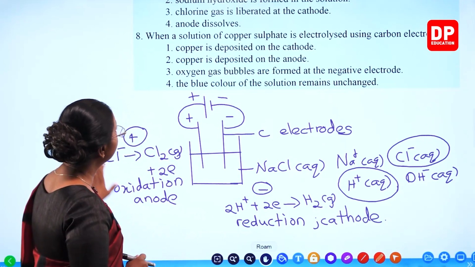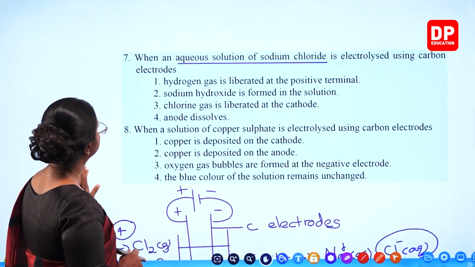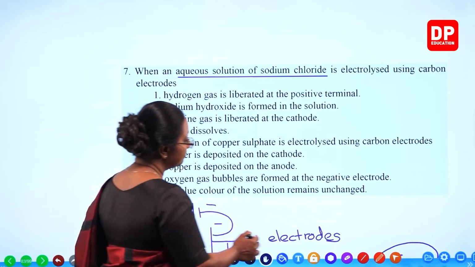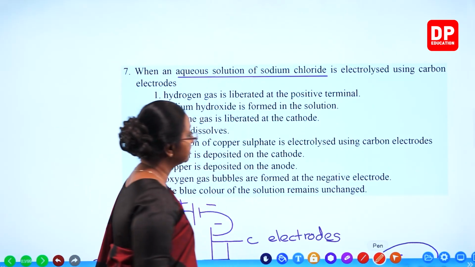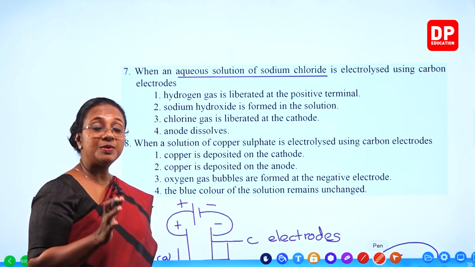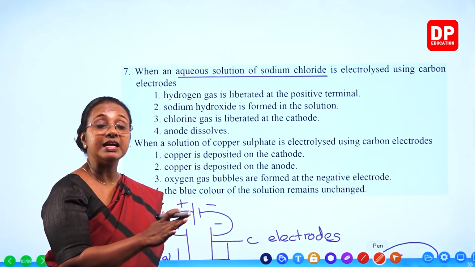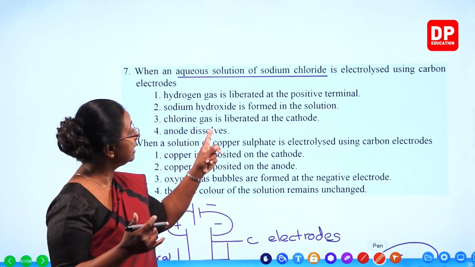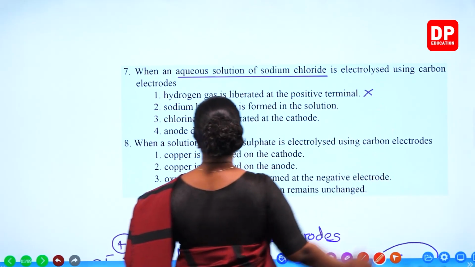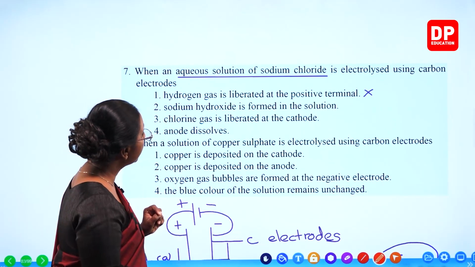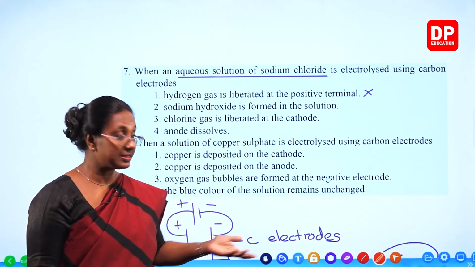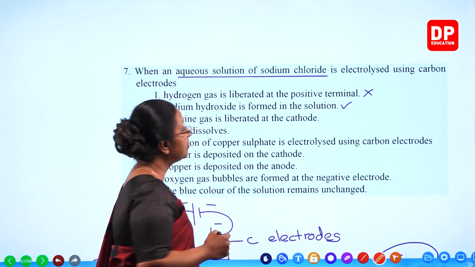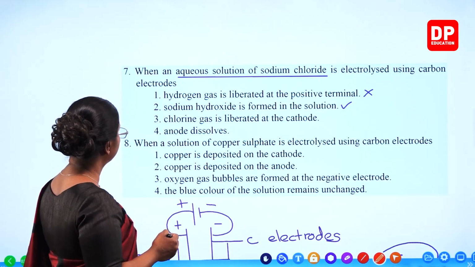So then, if we look at the question there, what can you see? Hydrogen gas is liberated at the positive electrode. Is that correct? No, because H+ ions migrate towards the negative terminal. So hydrogen gas is liberated near the negative terminal. This is incorrect. Then, sodium hydroxide is formed in the solution. That is correct. That's what I told you. Sodium and hydroxide ions remain and sodium hydroxide is formed in the solution.